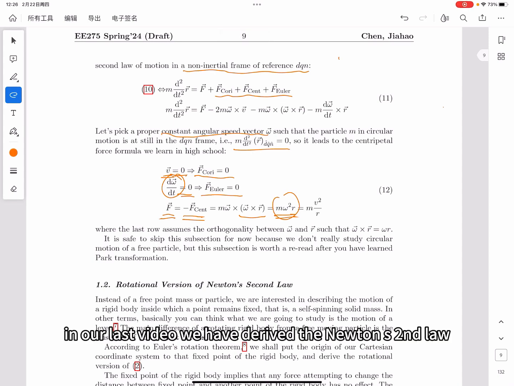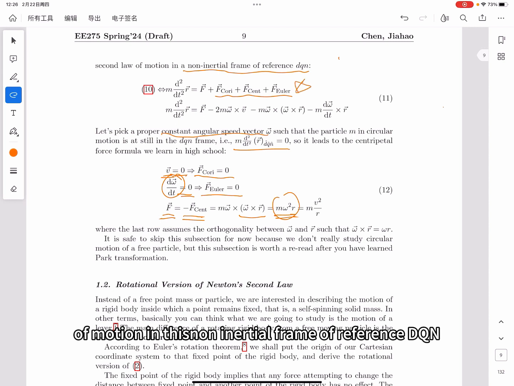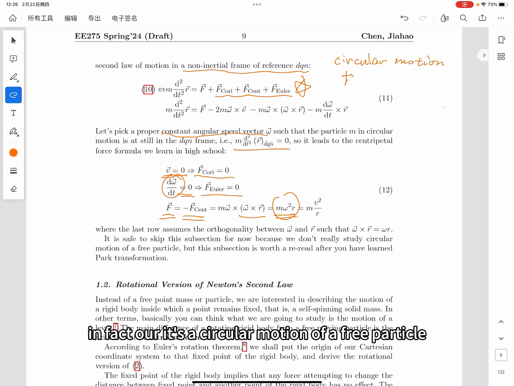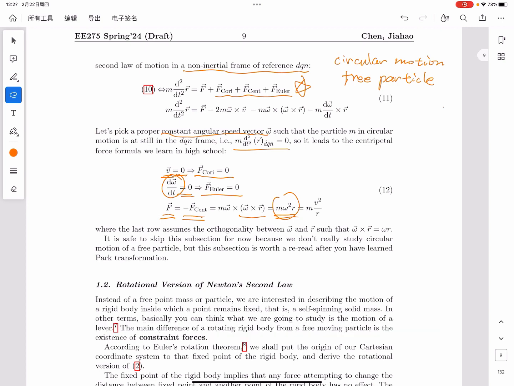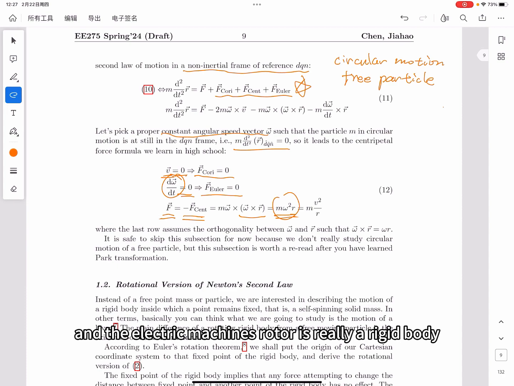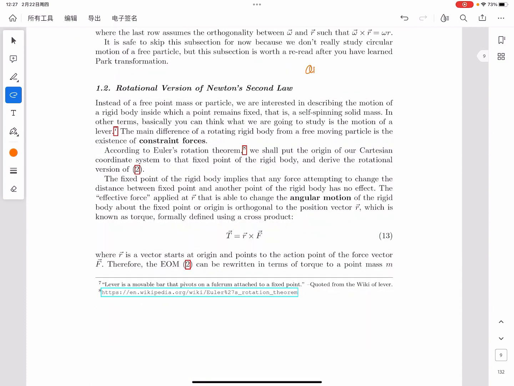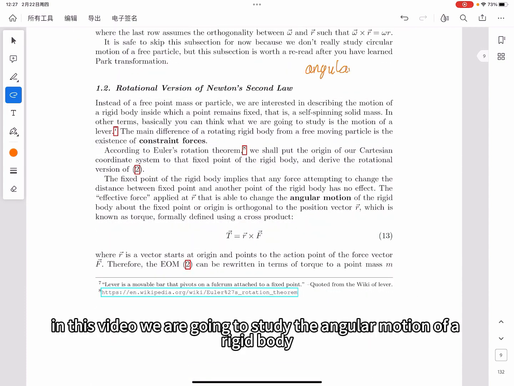In our last video, we derived Newton's second law of motion in this non-inertial frame of reference. It is useful to describe the motion. In fact, it's a circular motion of a free particle, but it's less useful to really describe the motion of an electric machine's rotor. And the electric machine's rotor is really a rigid body. In this video, we are going to study the angular motion of a rigid body.